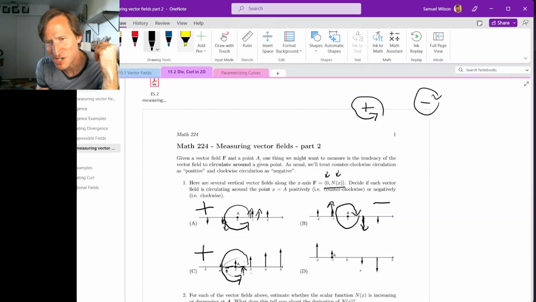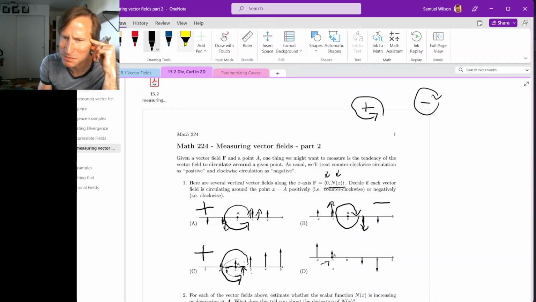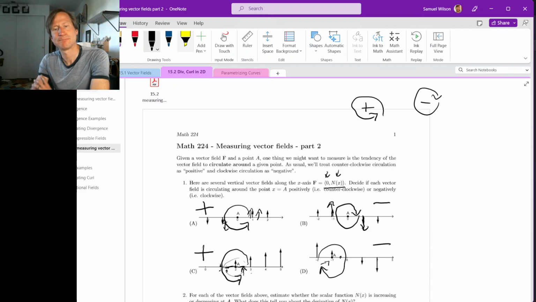And then for part D, the point is over here. So for part D, it's similar to part C, but in the other direction. This time the vector field to the left of A is pushing harder upwards than the vector field to the right of A. And so this is going to circulate clockwise, and that's a negative circulation.